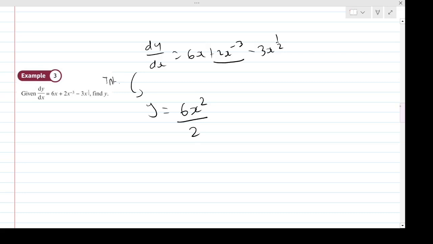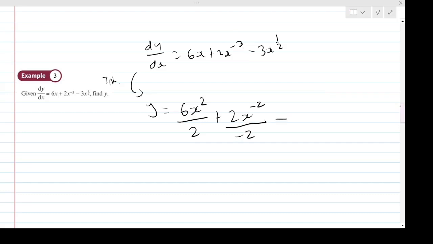Then we integrate this expression here. So 2x to the minus 3. Well, we have 2, again just a number. The number in the front doesn't matter. All we care about is integrating the x part, right? So then the x part, well, x to the minus 3 for the power. We add 1, so it's minus 2. And then we divide by that power of minus 2.